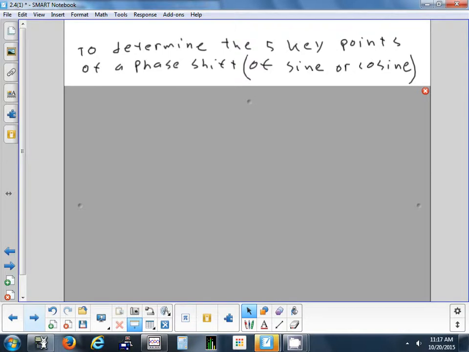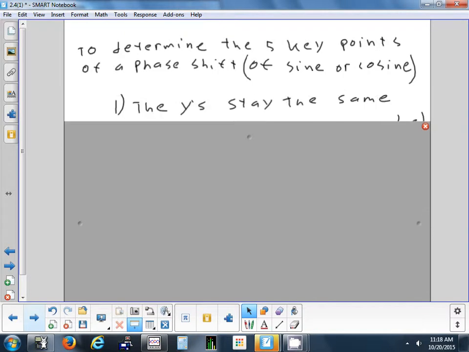So last thing before we can try an example, we've got to figure out where those 5 key points are going to shift. All right, so phase shift. We're moving things left and right. If you move left and right, what values are you affecting? Does that affect things on the x-axis or the y-axis? That's your x's. So for this problem, the y's are not going to change.